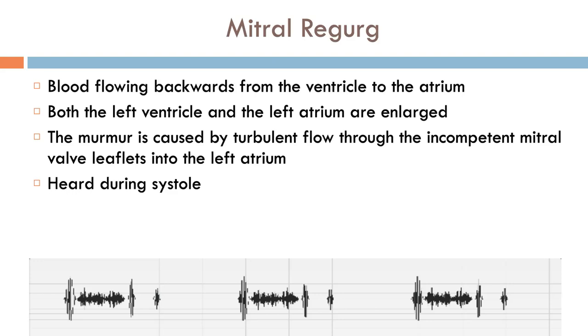So you hear it during systole, the lub-dub side of it. So you get the lub and the dub. The flow is during systole, so it's in between the S1 and the S2, because that's when those valves close. You may have a little bit of S3 on this one, but the mainstay is the murmur, the regurg.